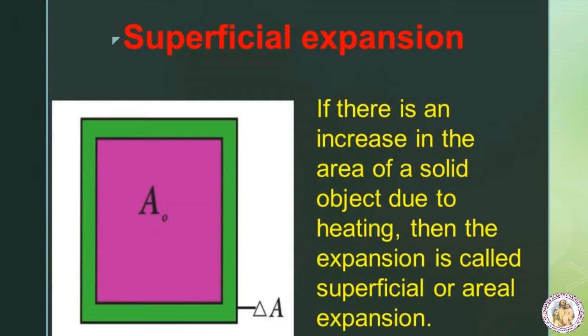Okay, when you apply heat on a body, what is happening here? The area of the solid will increase. It's expanding. That is called superficial expansion. Linear expansion is only expansion in length. Superficial expansion is expansion of the area of the body. So this is the superficial expansion.